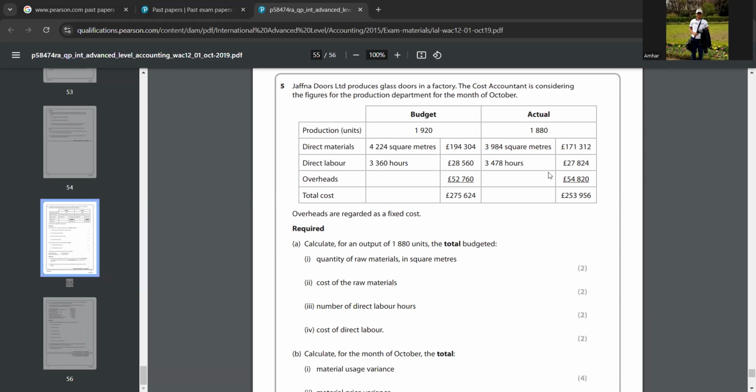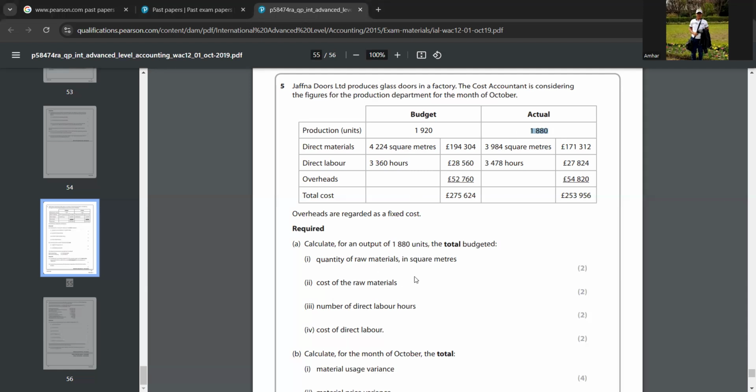So these are the other things: direct material, direct labor, overhead, and total cost. Overheads are regarded as a fixed cost. Now in part A, they're saying you have to calculate, for an output of 1,880 units, the total budgeted quantity of raw materials in square meters. So first, you have to find the quantity of raw materials. For an output of 1,880, you have to calculate the total budgeted quantity of raw materials.